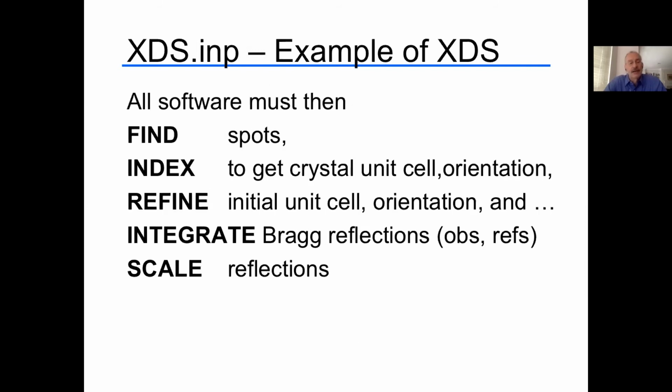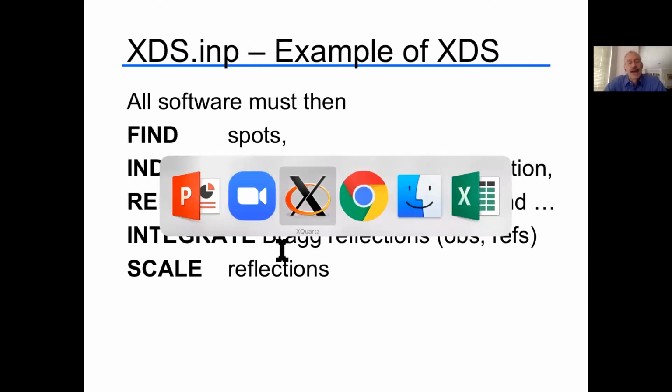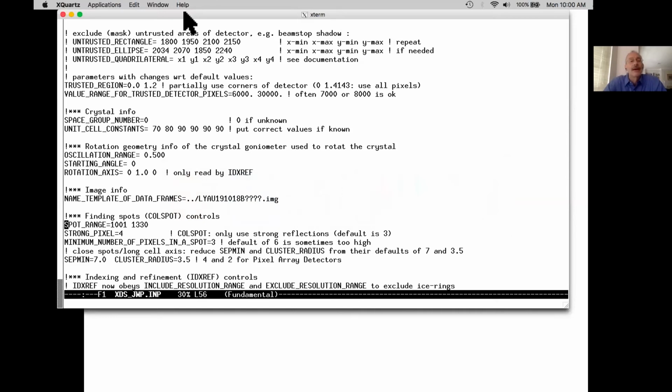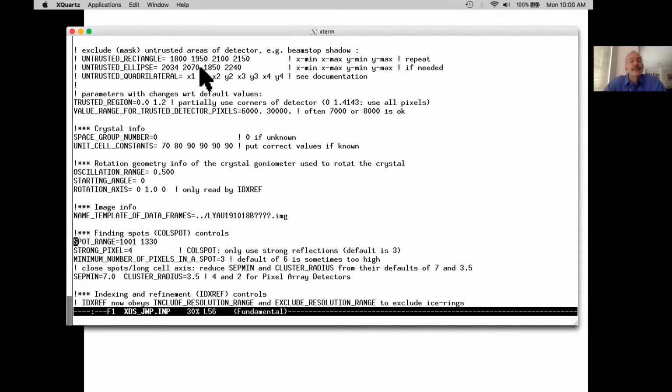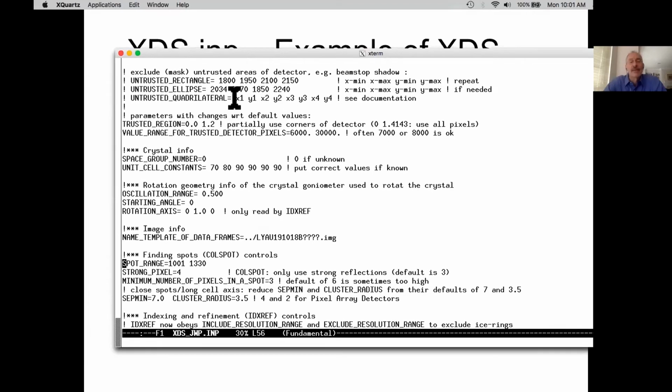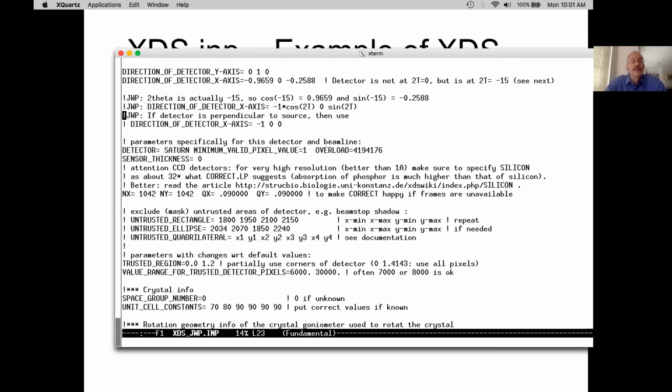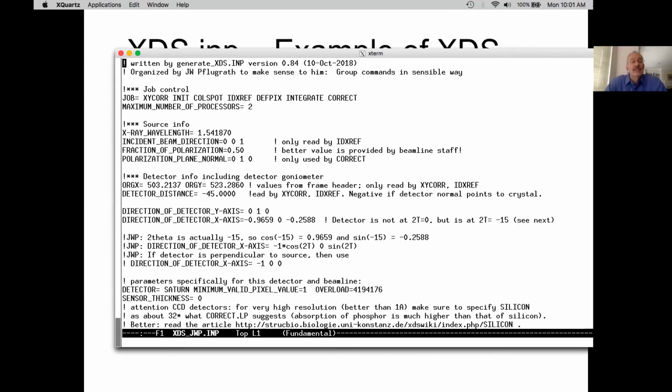And I actually had an XDS input file that I made for 2019. And what it looks like here is, this is a text editor. And maybe Constantine, you can do a voiceover and tell me that you guys can see this. Yeah, sure. Okay, that's all I need to know.